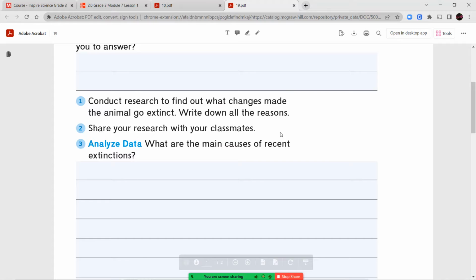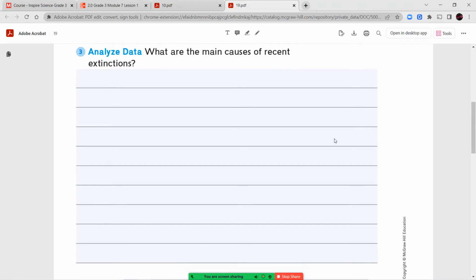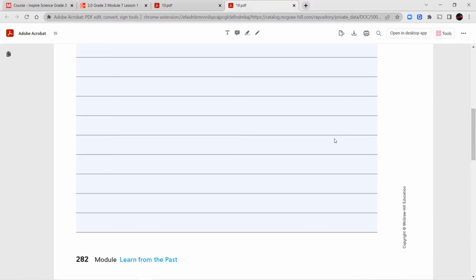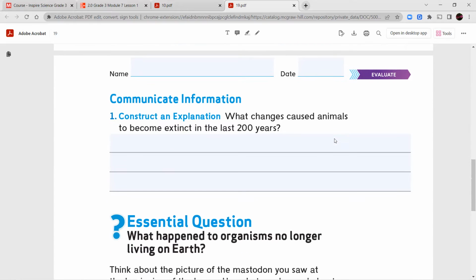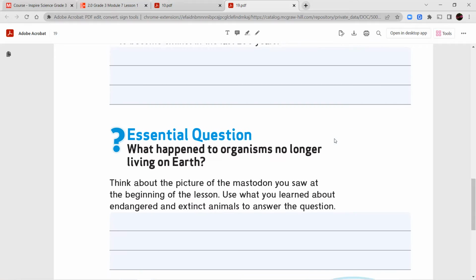We're going to share that information in class, or you can share it with anyone in your household. And then what are the main causes of recent extinction? So what's the main reason that animals have become extinct in the very recent past? Next, you're going to construct an explanation. What changes caused animals to become extinct in the last 200 years?